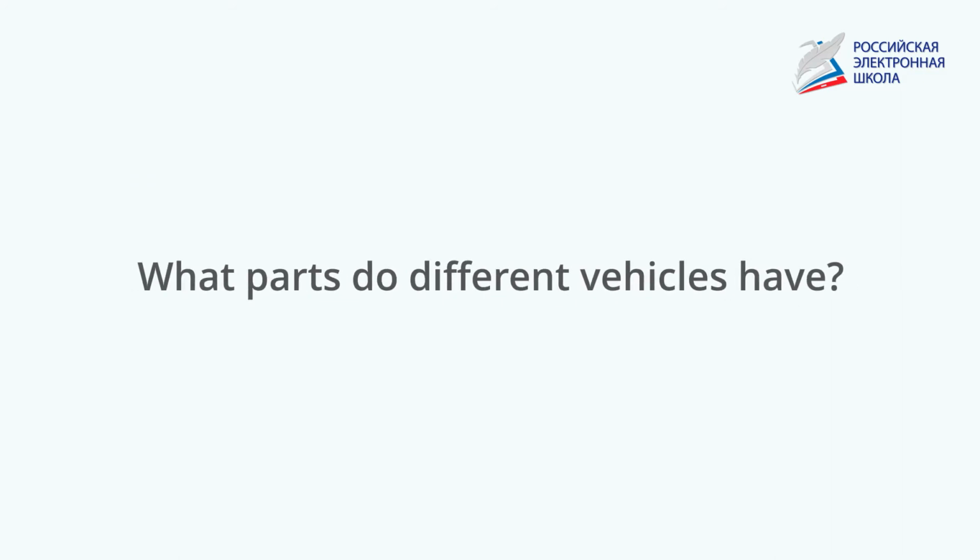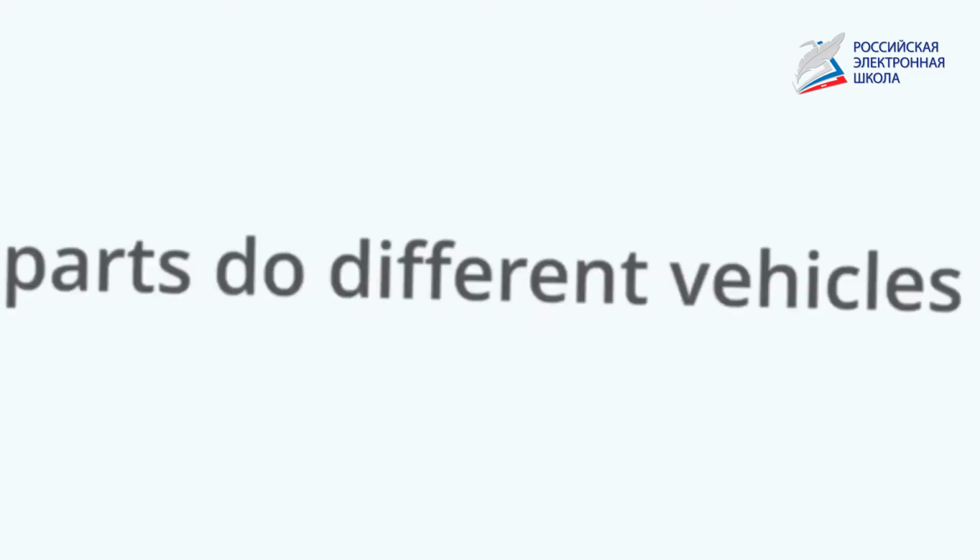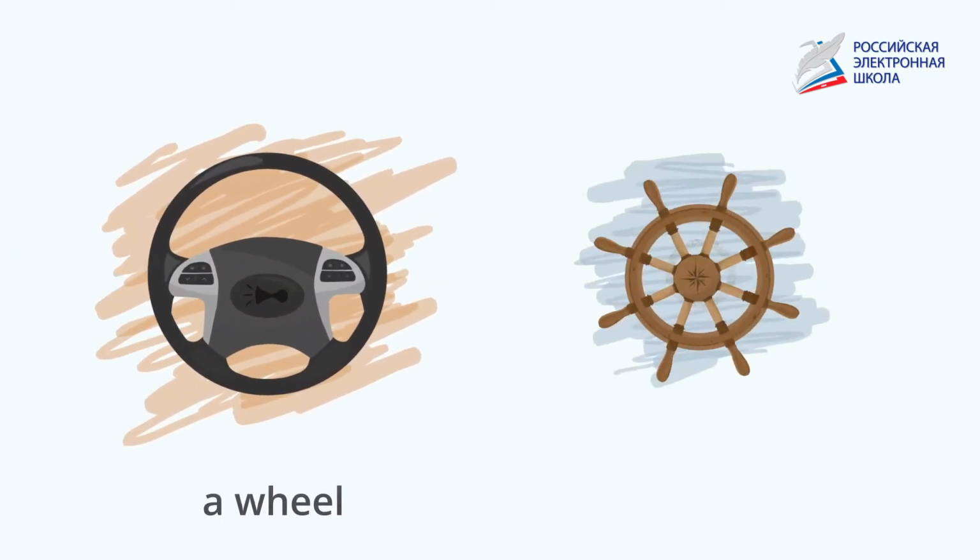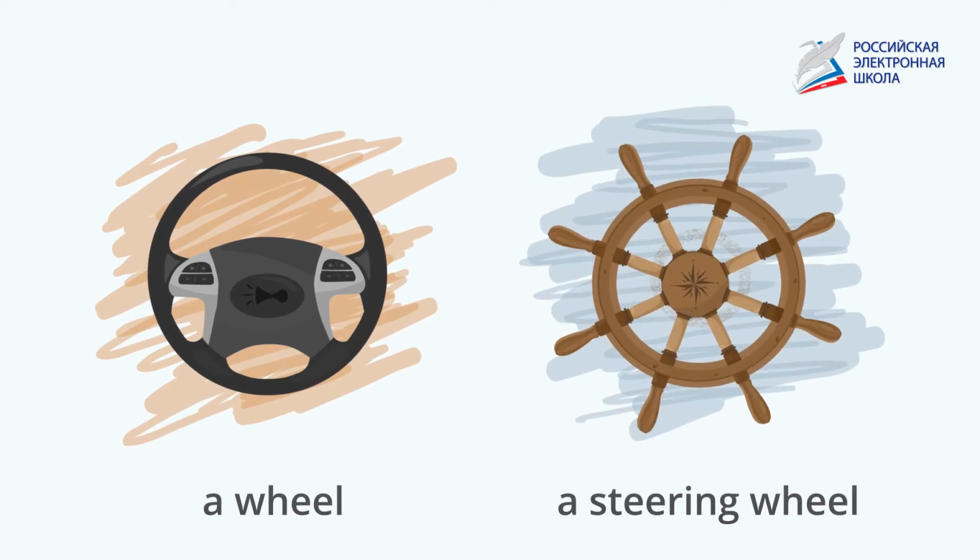What parts do different vehicles have? Let's learn some of them. A wheel. A steering wheel. You use it for controlling a car or other vehicle.